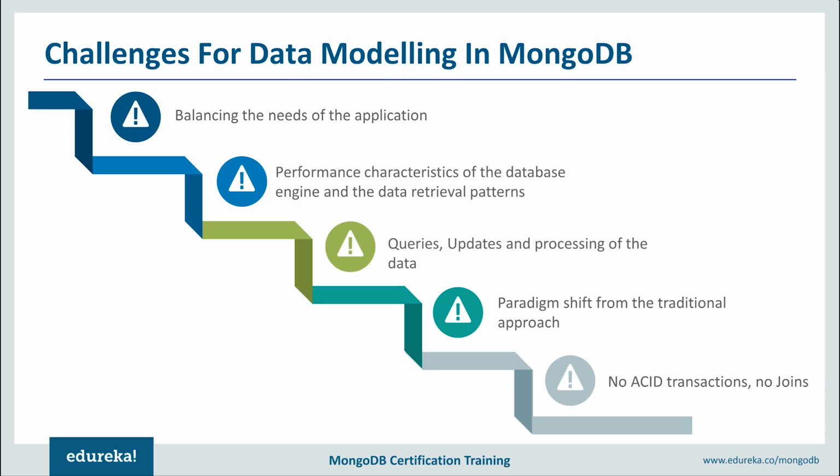Challenges for database modeling: know your application needs, understand the performance characteristics of the storage engine. Last but not the least, know what kind of data retrieval patterns you are using. The first two are the real challenges. The others are psychological stuff: no ACID transactions, no joins. It is not going to be a challenge at all. Paradigm shift from the traditional approach is also a psychological one. There is no need of keeping that here, but they kept it just for extending the challenges, nothing else.